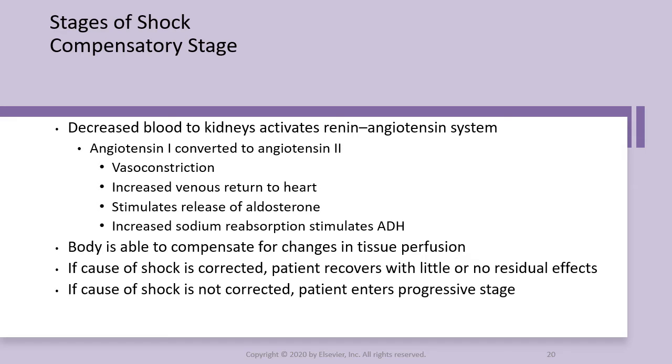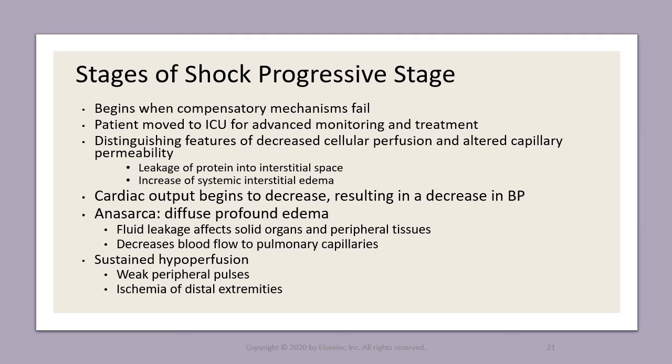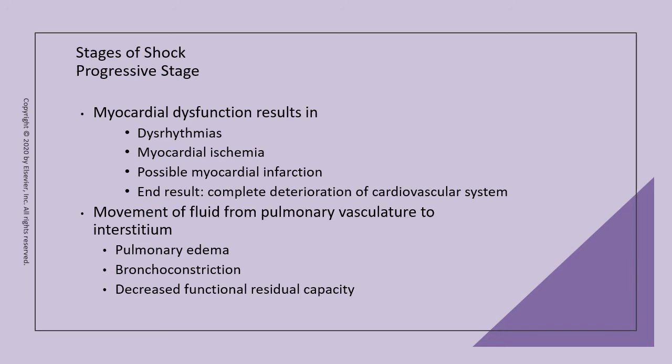At this stage, the body can compensate for the changes in tissue perfusion. If the cause of the shock is corrected, the patient will recover with little or no residual effects. If the cause of the shock is not corrected and the body is unable to compensate, the patient enters the progressive stage of shock. The progressive stage begins as compensatory mechanisms fail. Changes in the patient's mental status are important findings in this stage. The patient must be moved to the intensive care unit, if not already there, for advanced monitoring and treatment.